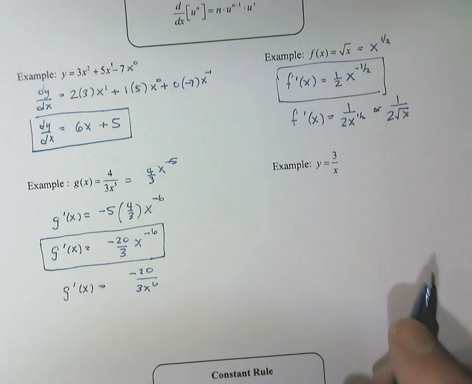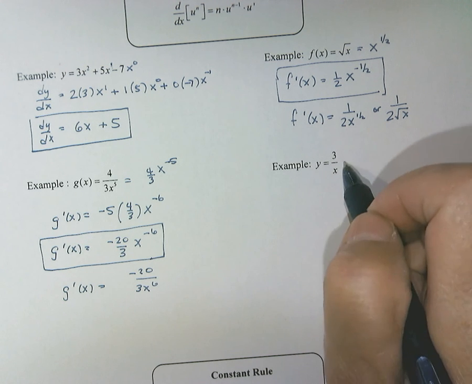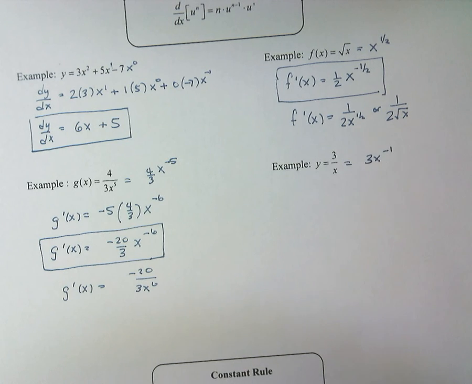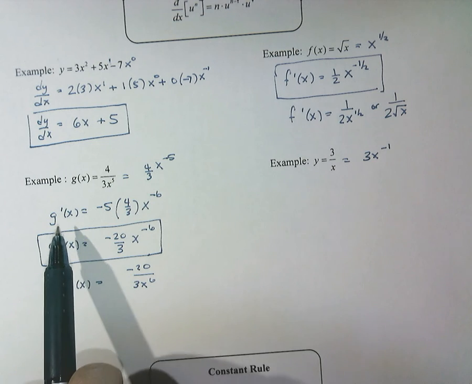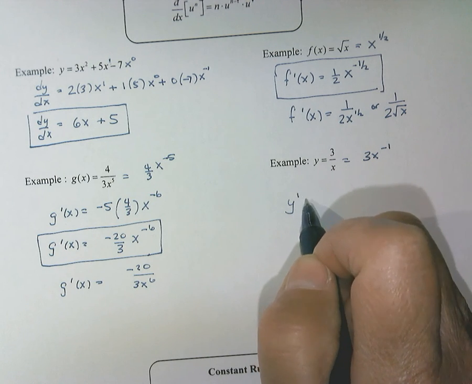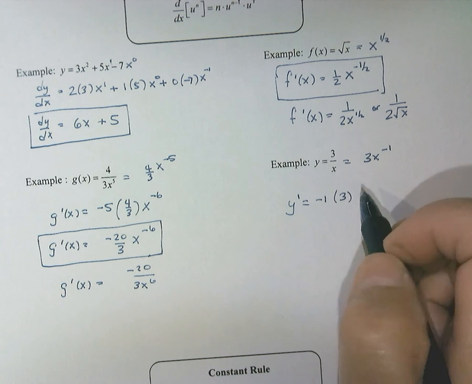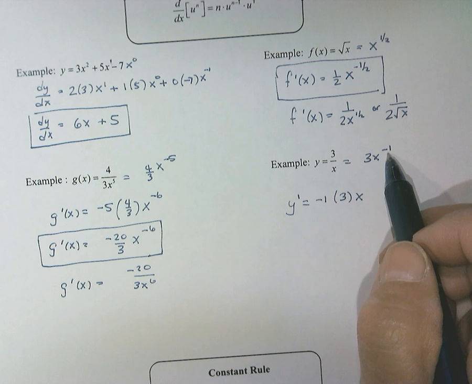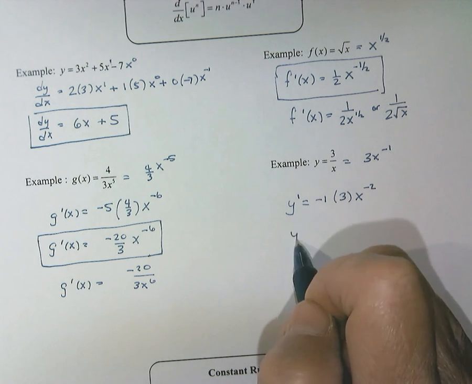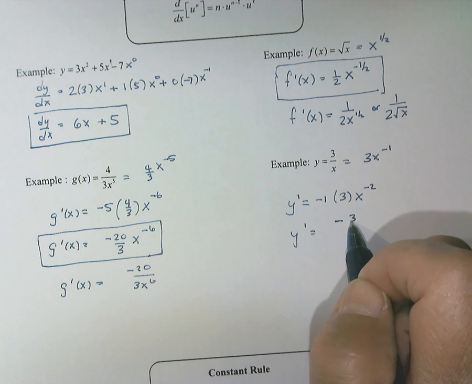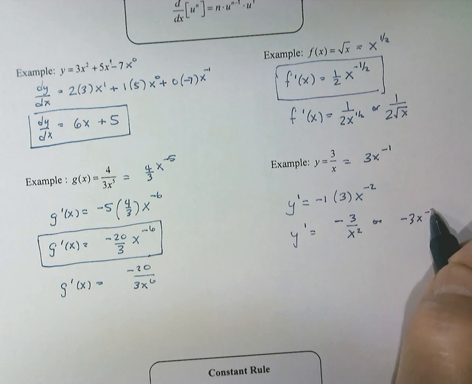My last example is y equals 3 over x. I'm going to rewrite this once again, 3x to the negative 1st power. So I've used dy dx, I've used f prime, I've used g prime. I can also use y prime. So I'm going to take the negative 1, multiply it by the 3, and subtract 1 from this exponent of negative 1. So negative 1 minus 1 would be negative 2. So you can leave this as negative 3 over x squared, or negative 3x to the negative 2.